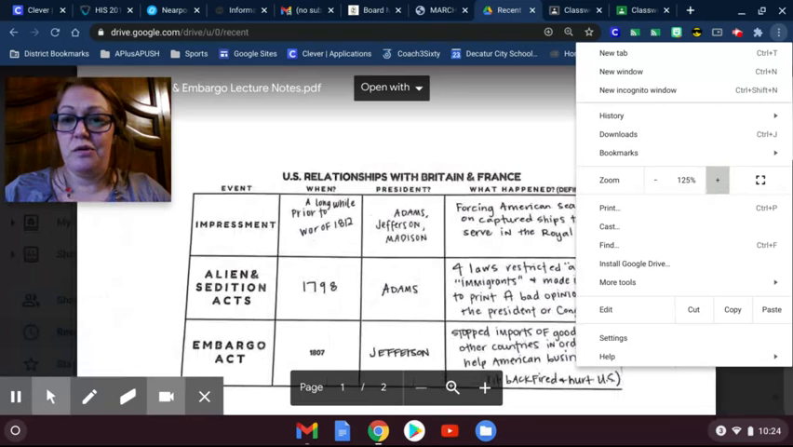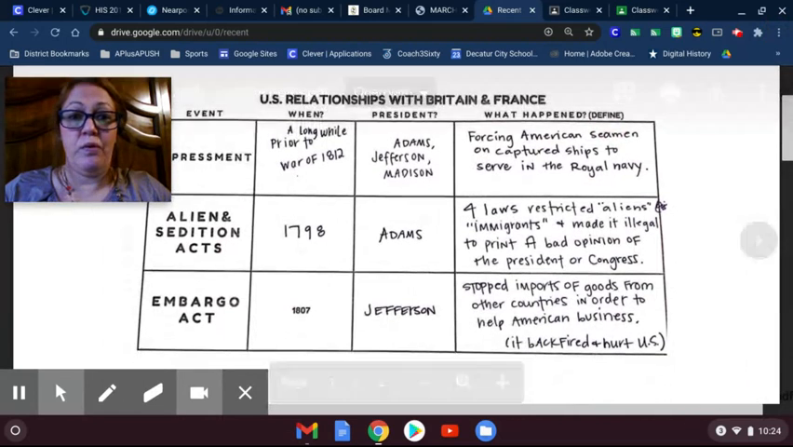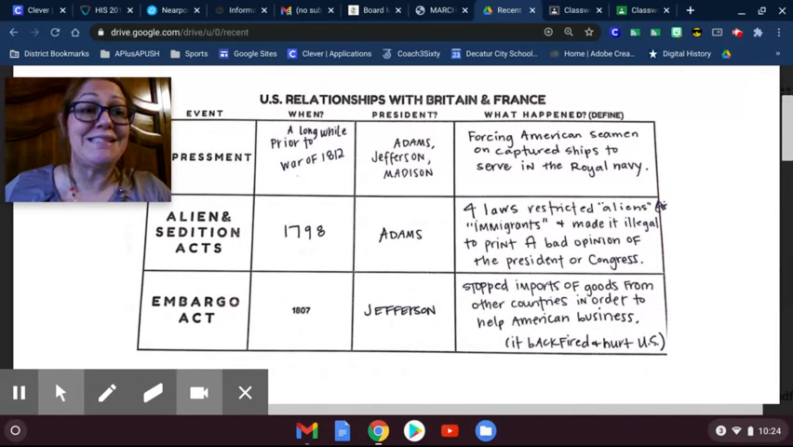Let me zoom in a little bit so you can read it. With Britain and France, so impressment. It happens for a long time, but we're just going to look at it for purposes of leading to the War of 1812. So it's prior to the War of 1812. The presidents are Adams, Jefferson, Madison. It's forcing American seamen on captured ships.